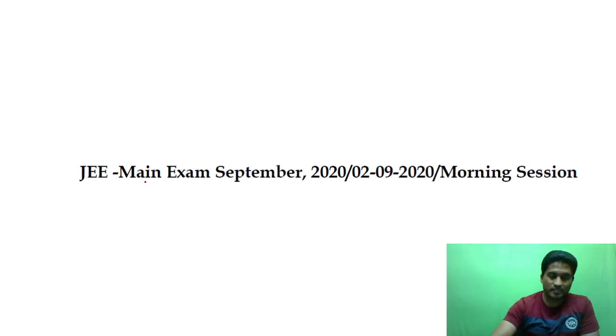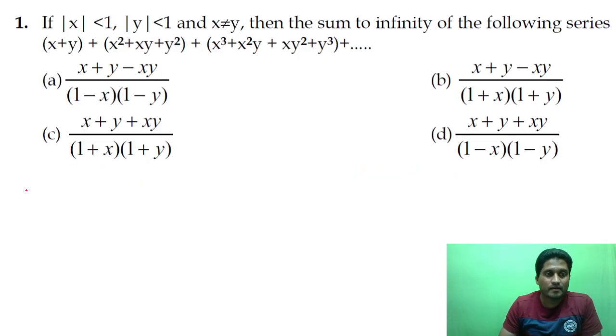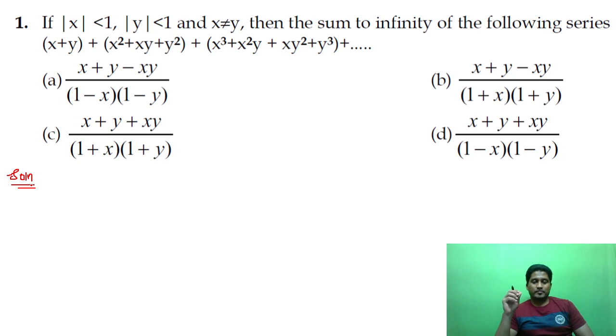Now let's begin with question number 1. It's a question on sequences and series. Based on the observation, mod x lies between 1 and minus 1, y lies between minus 1 and plus 1, find the sum to infinity of the following series.